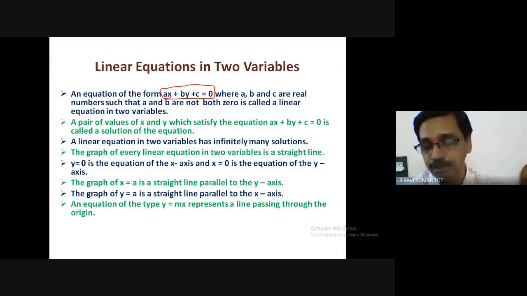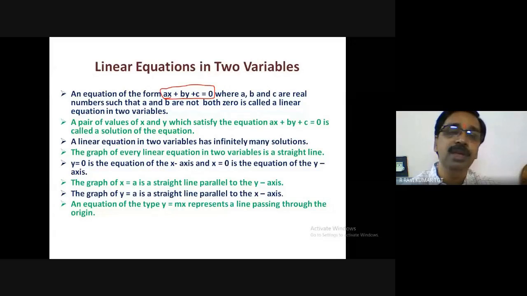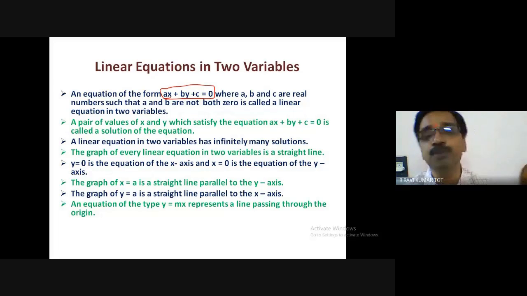So what are the questions? First, you may be asked on the facts shown here, like MCQs. Second, you may be asked to find a, b, c when a linear equation is written in the standard form: the coefficient of x, the coefficient of y, and the constant term. Third, you may be asked to find solutions. You cannot find all the solutions of a linear equation because it has infinitely many solutions, so a maximum of 3 or 4 solutions is what you may be asked to find.